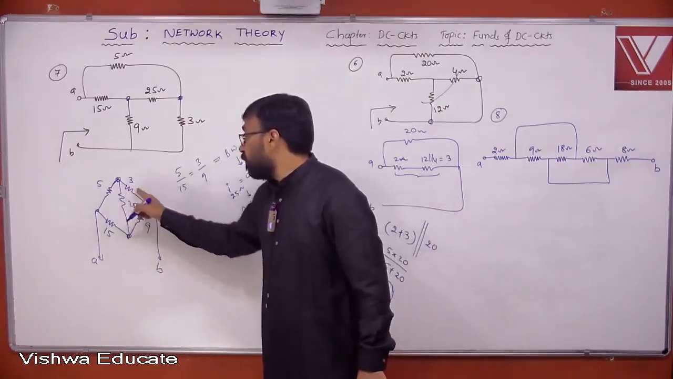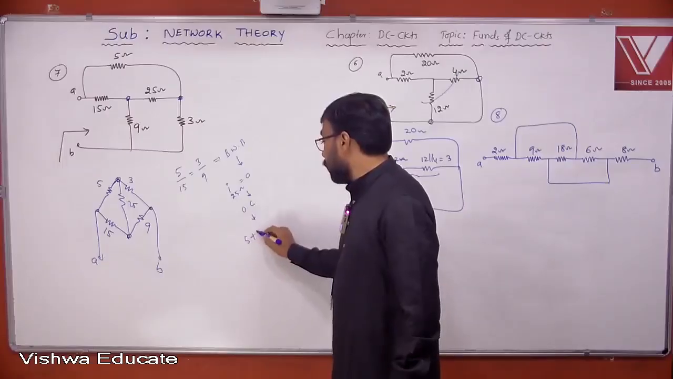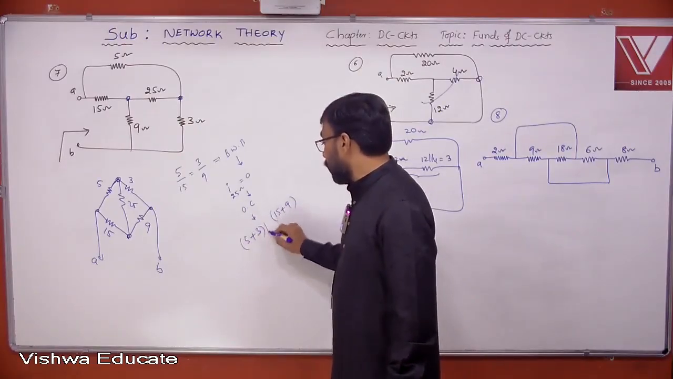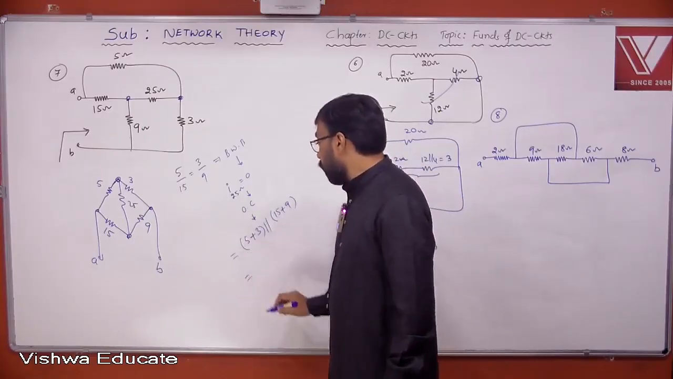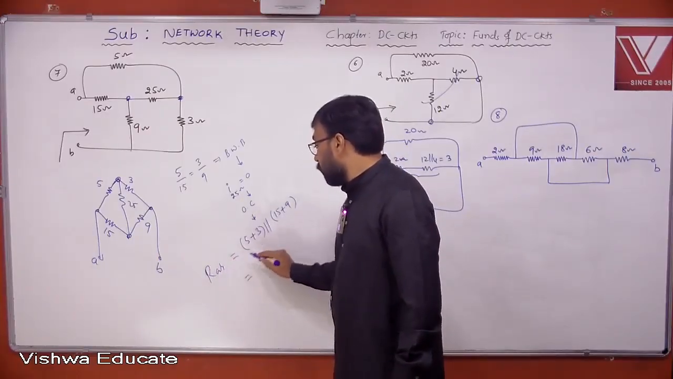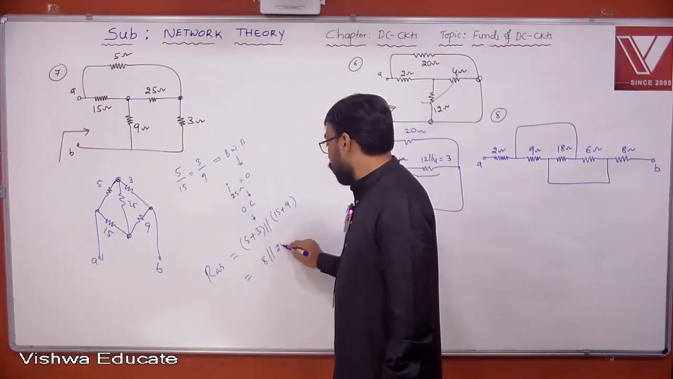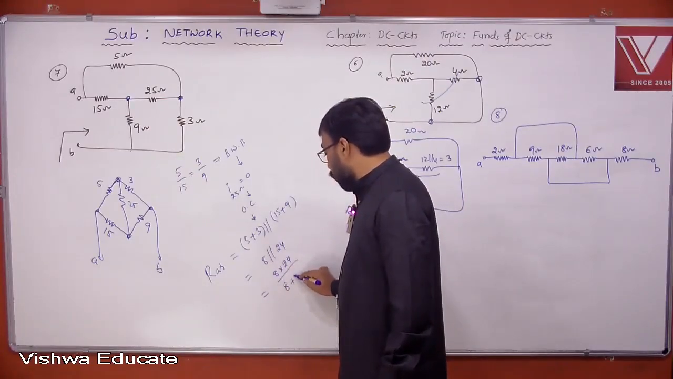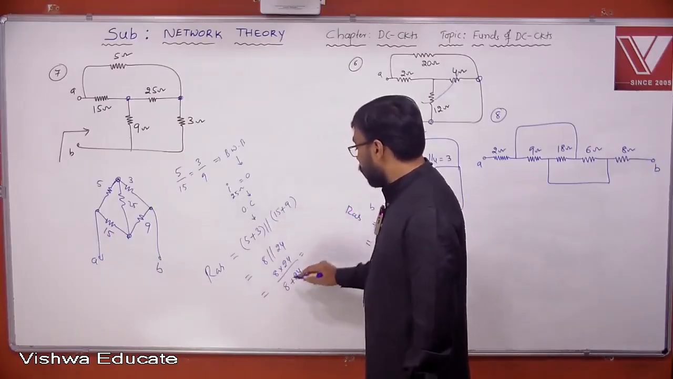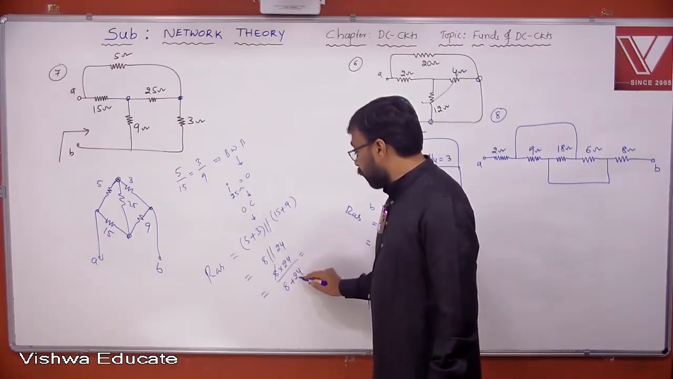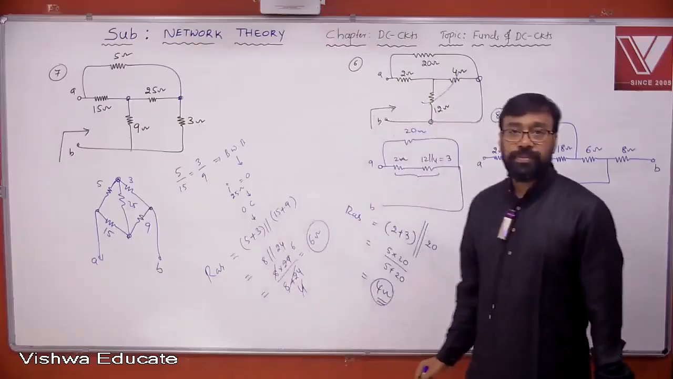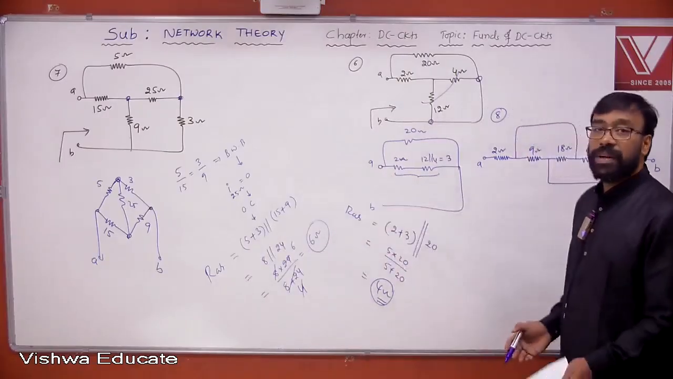Once it is open circuit, then 5 and 3 are in series and 15 and 9 are in series. Then the result is in parallel. Therefore, 8 parallel 24, 8 into 24 by 8 plus 24, 8 fours are 32, 4 sixes are 24. Your answer is what? 6 ohm. You understand? Quickly note down.